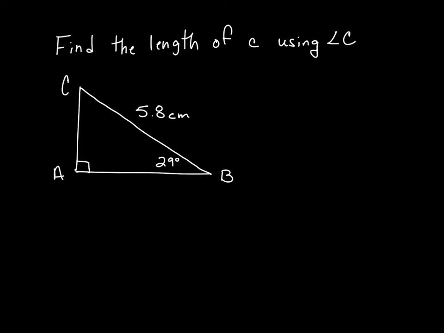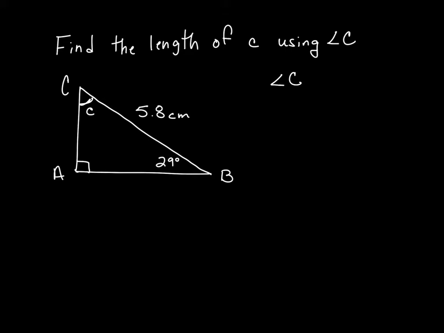So as we're looking at this question, we are given a right triangle, and we know that because of the box right here that tells us we have a right triangle. Directly across from it is the hypotenuse, and they're asking us to find length C. Now, this right here is angle C, so I'm going to put that in. That's what we have to find first.